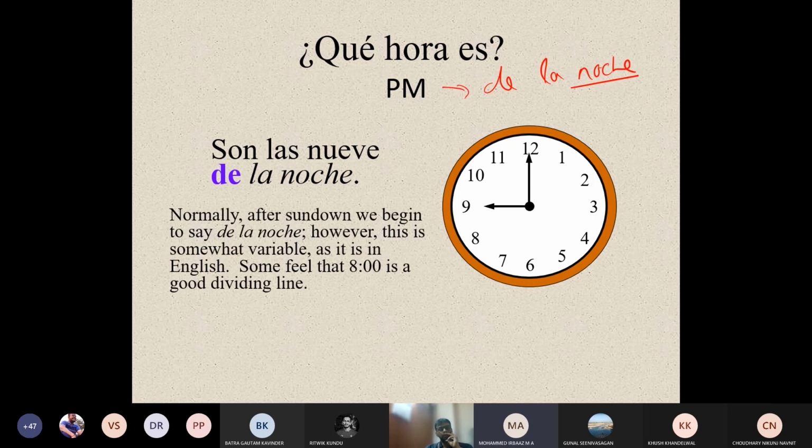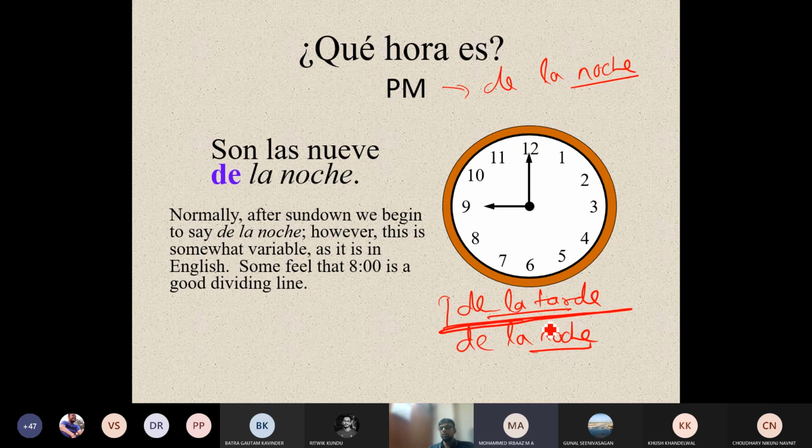Now here I have to give a little bit more information. As I told you, for afternoon and evening time, we are using de la tarde, and for the night time, de la noche. So between this tarde and noche, there should be a dividing line where you can start using de la noche, or before that you should be using de la tarde.